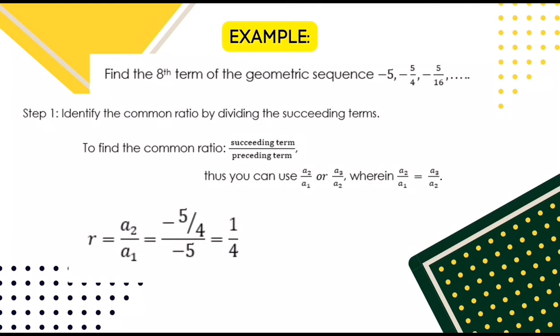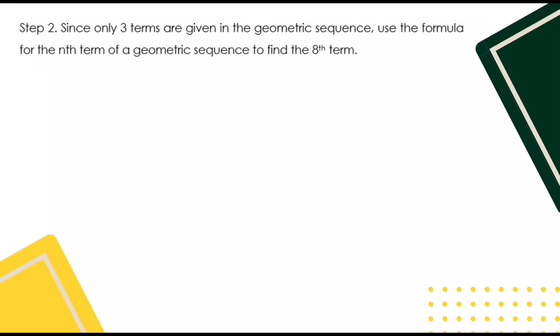A sub 2 is equal to negative 5 over 4 and a sub 1 is equal to negative 5. The quotient for these two terms is equal to 1 over 4. Therefore, the ratio is equal to 1/4. Now, for the second step, since only 3 terms are given in the geometric sequence, we can use the formula for the nth term of a geometric sequence to find the 8th term. And that is a sub n is equal to a sub 1 times r raised to n minus 1.